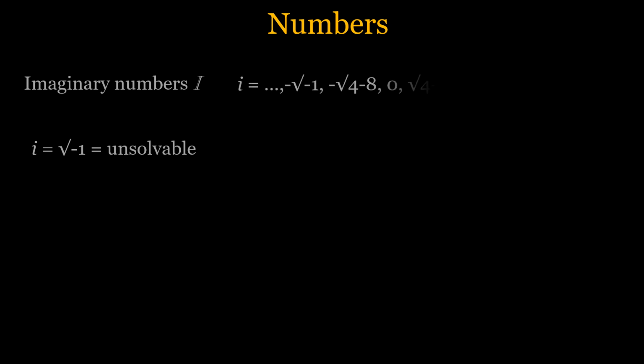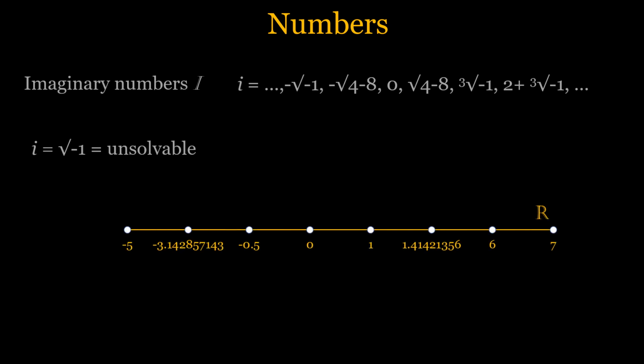There is another kind of numbers that do not fall under the category of real numbers. These numbers are called imaginary numbers, denoted by I. All imaginary numbers have a factor of square root of -1, denoted by a small italic i. This cannot be solved any further. Examples of imaginary numbers are -root of -1, 0, root of -1, root of -4, cubic root of -1, 2 plus cubic root of -1. The line of imaginary numbers is actually perpendicular to the line of real numbers. Therefore, 0 is both a real and an imaginary number.